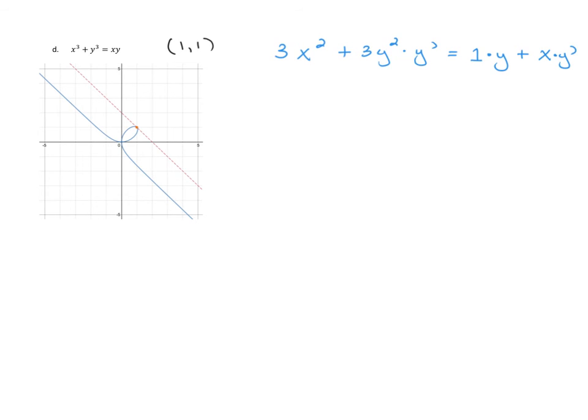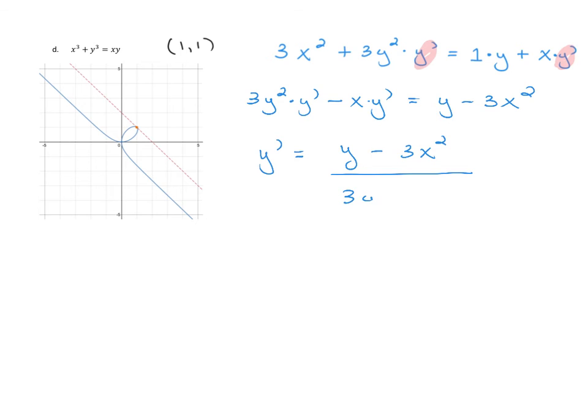And here my goal is to solve this equation for my y primes. What I'm going to do is move all the y primes to the left. So I get 3y squared times y prime minus x times y prime is equal to y minus 3x squared. If I factor out the y prime and divide what is left over to both sides of my equation, I get this.